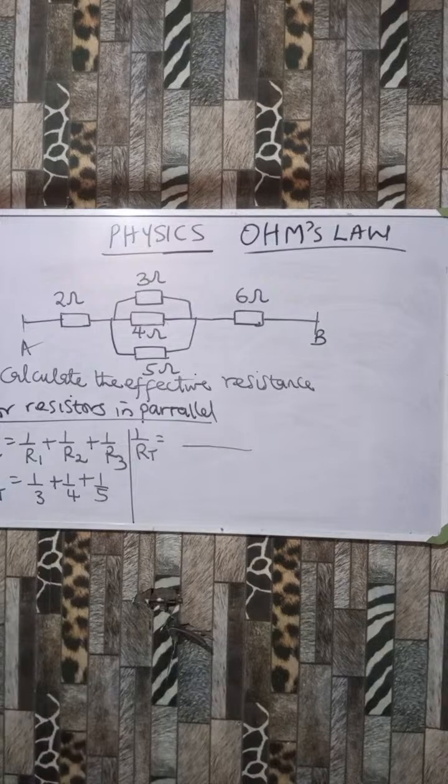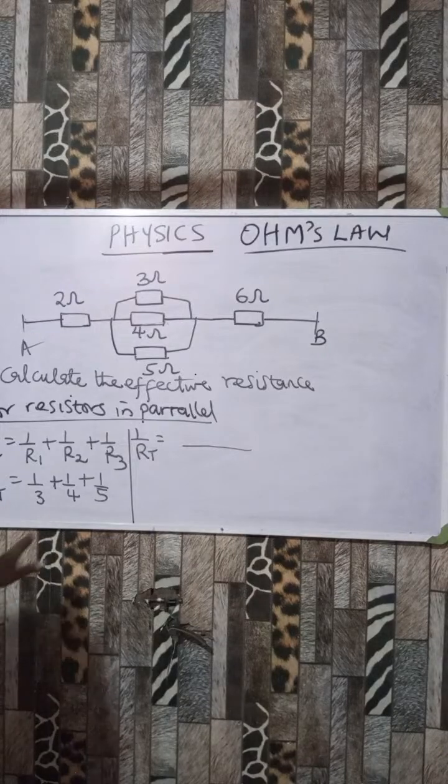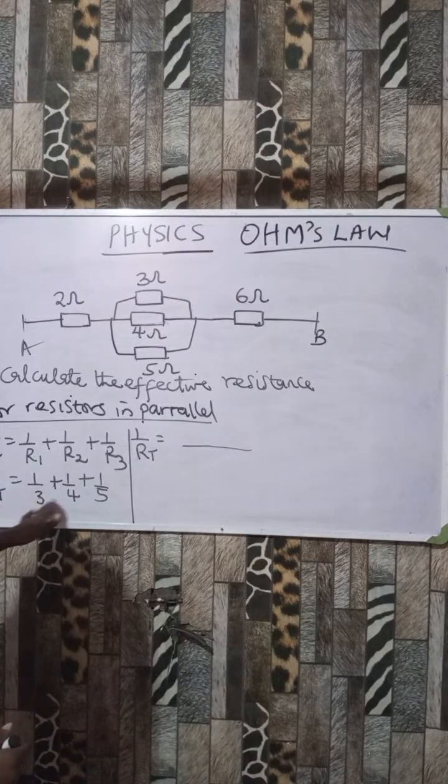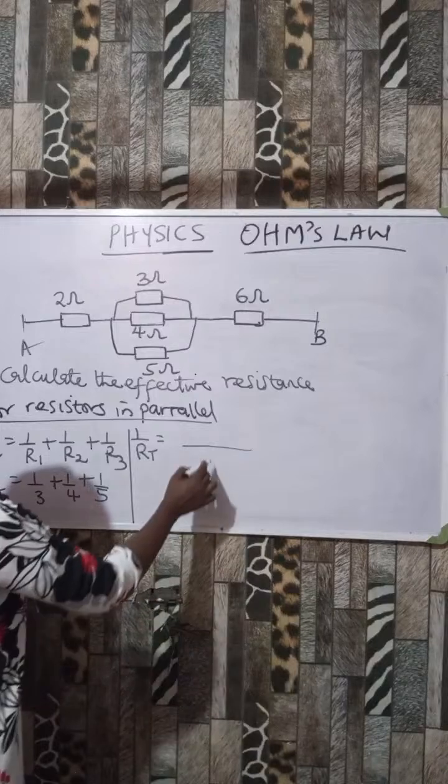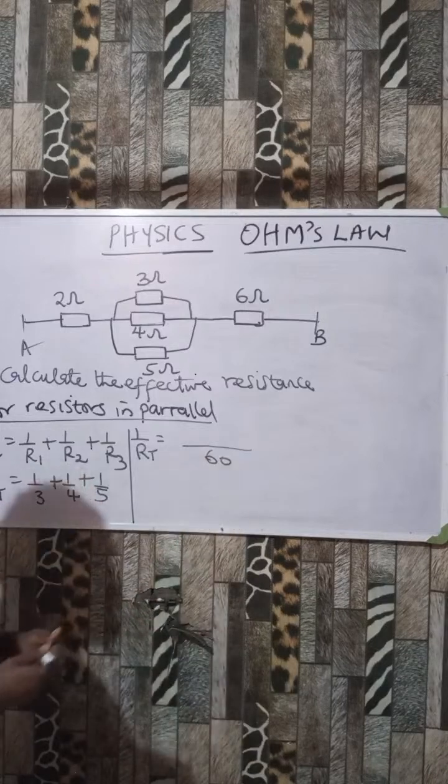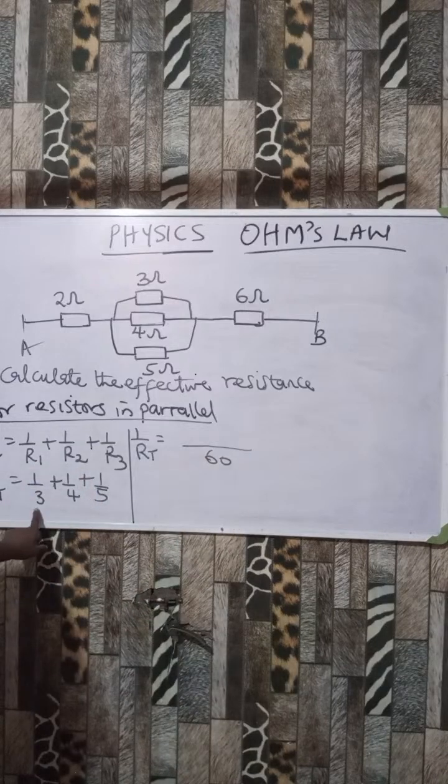What do we mean by LCM? Okay, class, what's my LCM? We have 3 times 4 is 12. 12 times 5 is 60. So we can use that as our LCM. So this is 60, right?